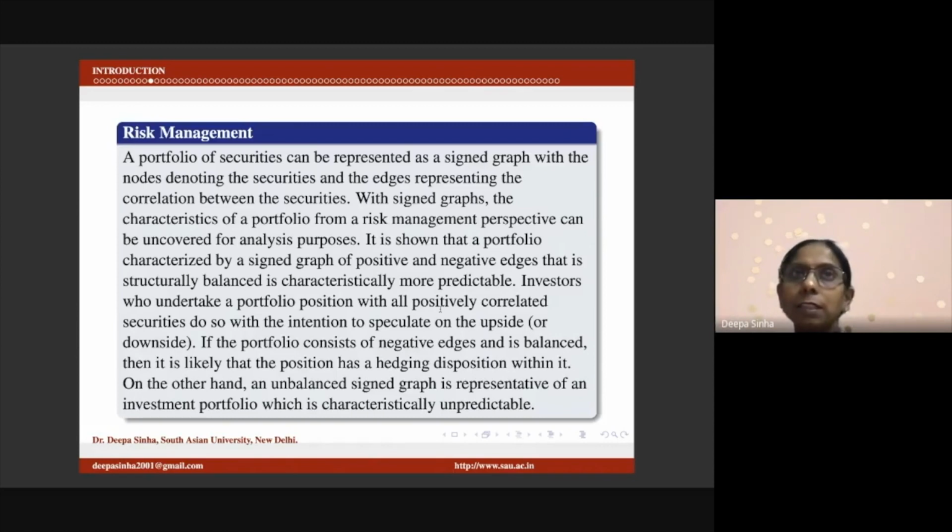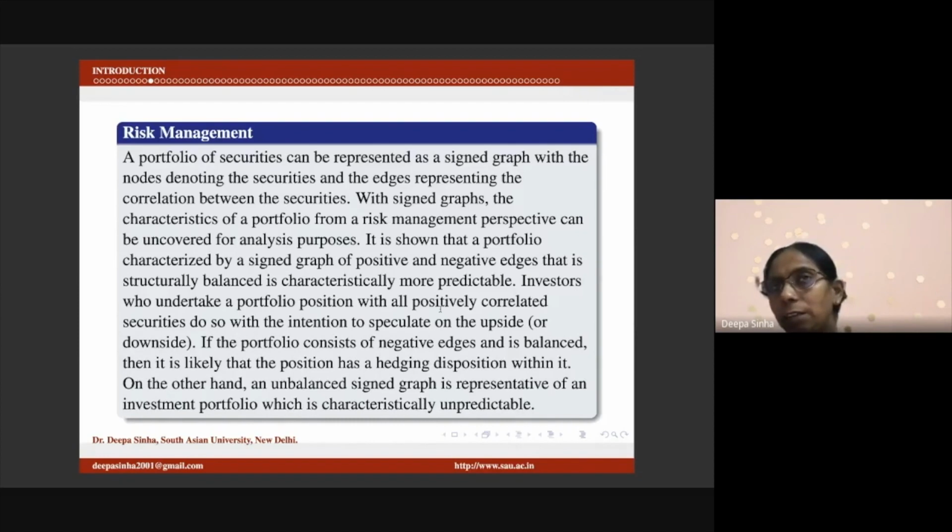if the correlation is 0.2 to +1, then they will be joined by a positive, bold line. If the correlation is between -0.2 and -1, then the two will be joined by a negative line, that is, a dotted line. This is done for every pair of shares. Okay, so this will result in a complete graph, which is a sign graph.